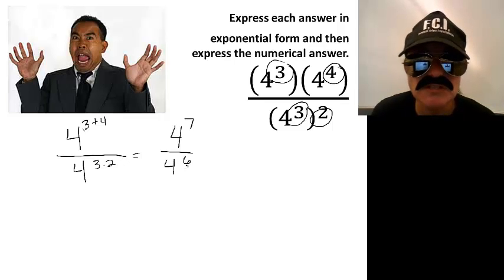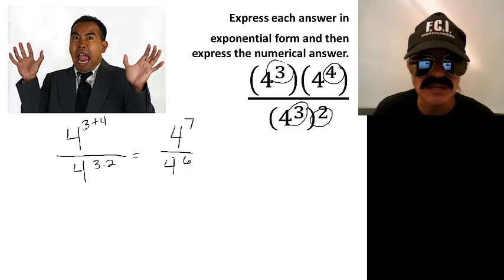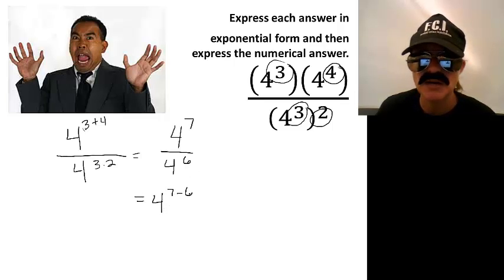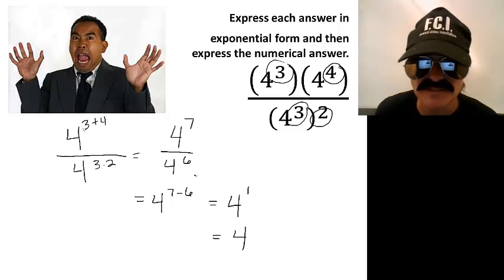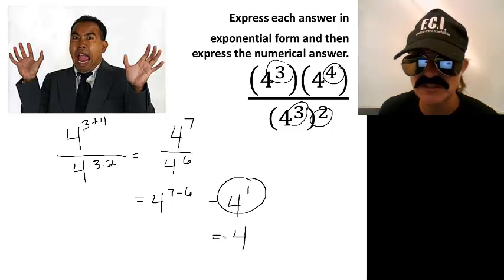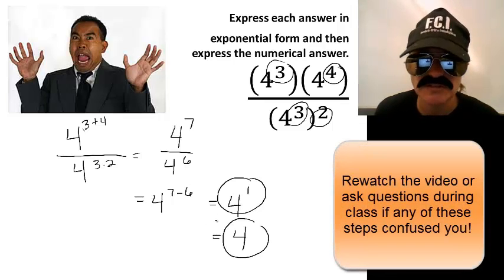The last thing you need to do is the division. The bases are the same, so you subtract. So the next thing you have is the base is the same, 7 minus 6. 4 to the first power equals 4. That's not so scary now, is it? Here's your exponential answer. Here is your numerical answer.